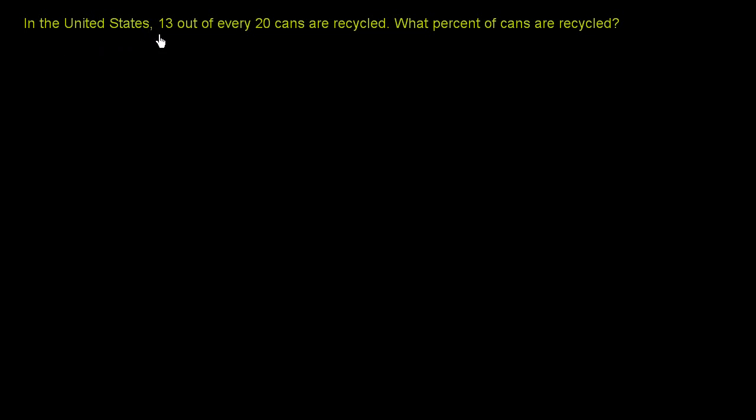In the United States, 13 out of every 20 cans are recycled. What percent of cans are recycled? So 13 out of every 20 are recycled. So 13 twentieths, or 13 over 20, could also be viewed as 13 divided by 20.